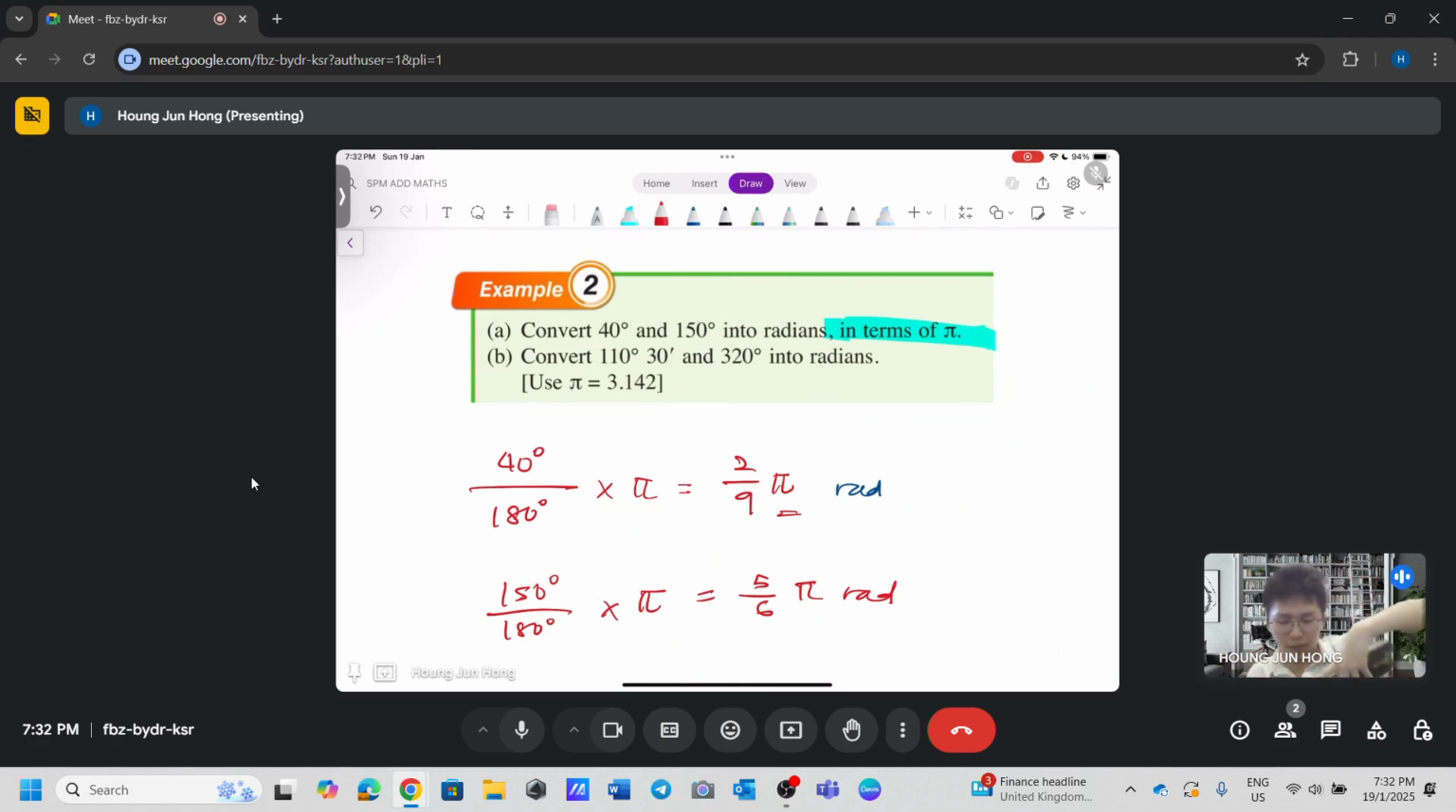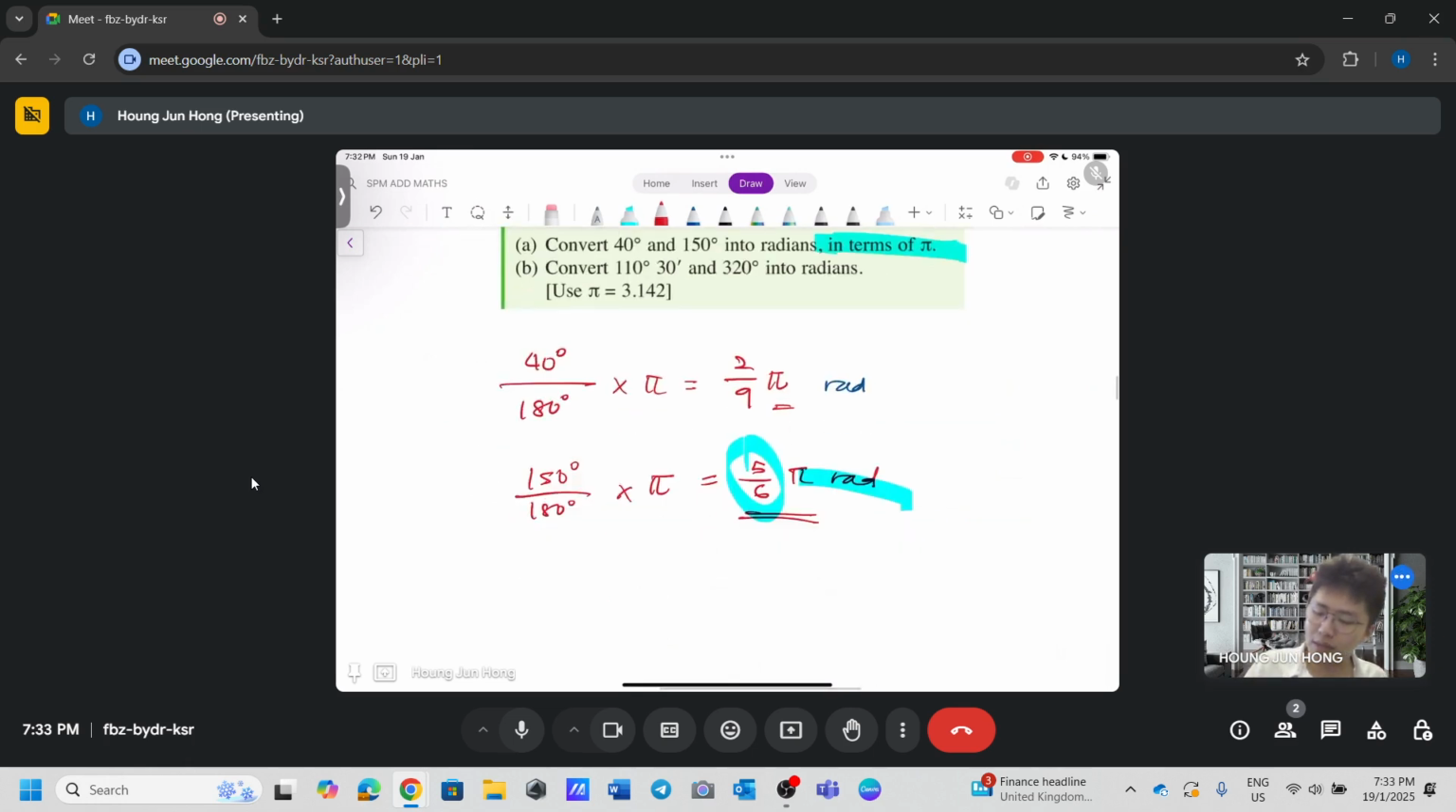Now we talk about the other one. How is it different over here? Sometimes it will be easy for you to express the answer in terms of pi radian, because it gives you a good decimal point over here. But let's say we try with this number, 110 degrees 30 minutes. What is this? You can go to the calculator.